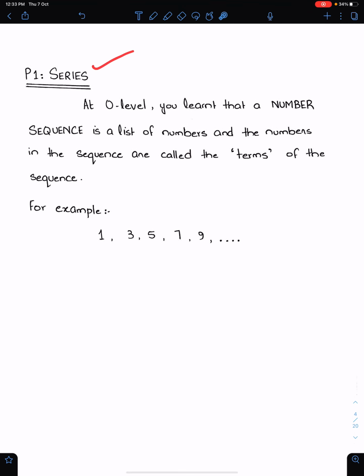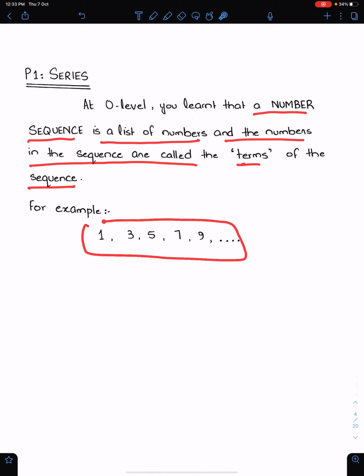P1 series. At O level, you learn that a number sequence is a list of numbers, and the numbers in this sequence are called the terms of the sequence. This is the number sequence. These numbers in the sequence are called the terms of the sequence.